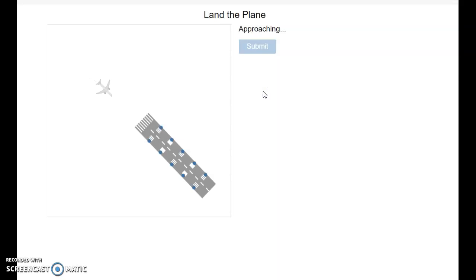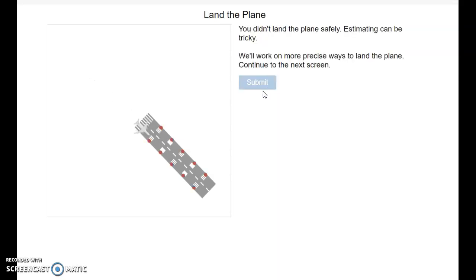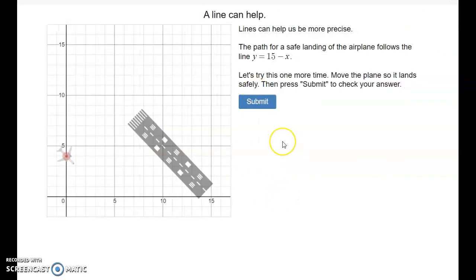If I hit submit, oh darn, I was off. It means my plane did not land safely, but that's okay. We'll be working in other precise ways to land the plane correctly. If you click the next slide, it says a line can help. Lines can help us be more precise.